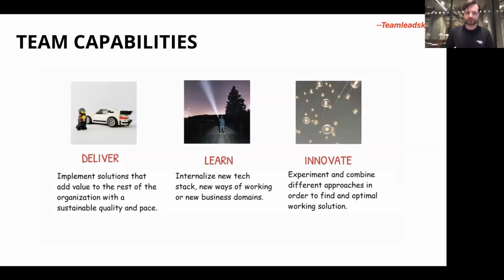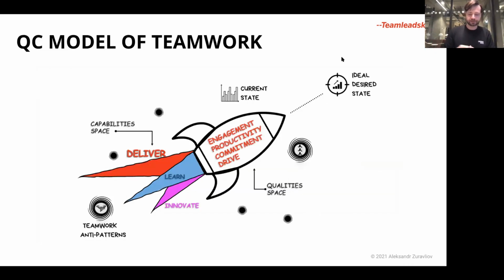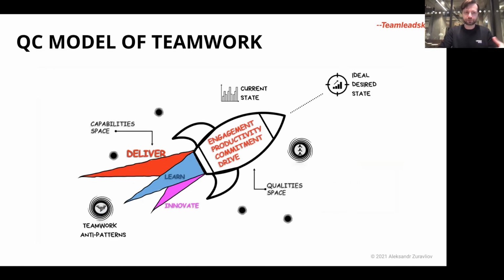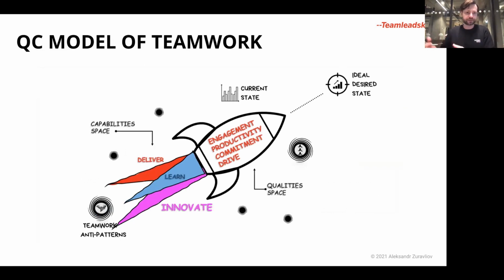Talking about the capabilities, every tech team has to deliver, learn, and innovate. Delivering means more than producing working software. That also means sensing the right priorities and acting upon them. Learning means stepping into new business domains, internalizing a new tech stack and new ways of working. And innovating means discovering optimal solutions through prototyping and rapid experimentation, which should be business as usual for modern tech teams. So depending on the projects you're working on, you will need more of some capabilities for your team than the others.